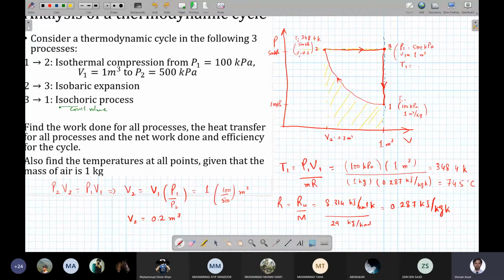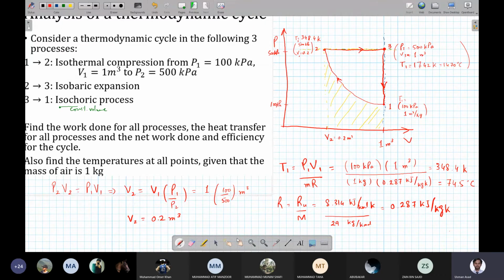So this 348.4 multiplied by 5 comes out to be 1742 Kelvin, यानी कि तकरीबन 1470 सेंटीग्रेड. ठीक है, so we are finally done with calculating all of the states. 1 2 3 तीनों states पे pressure, volume, temperature हमें तीनों चीजें पता चल गई हैं.